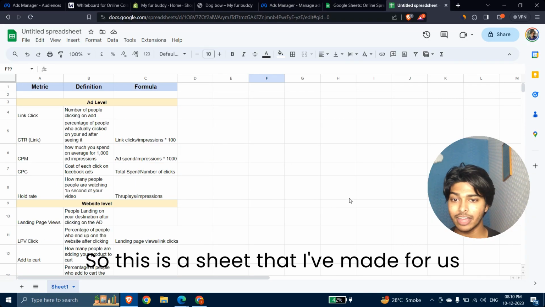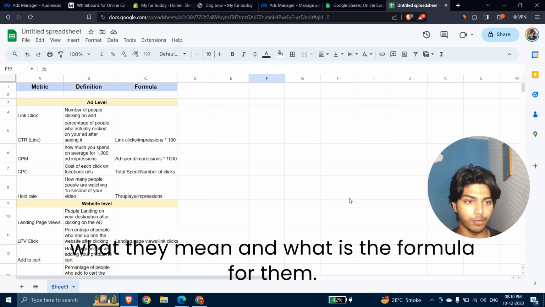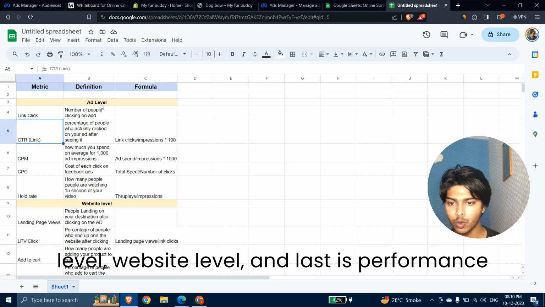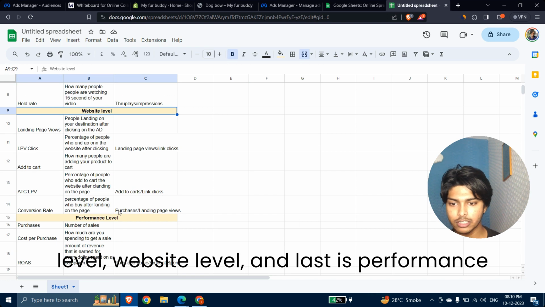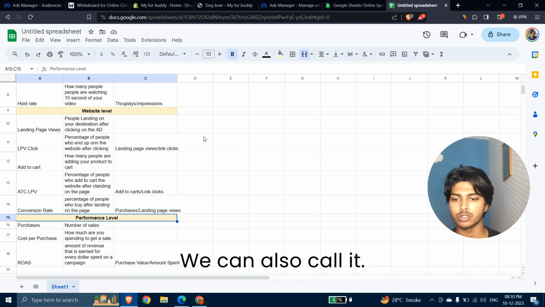So this is a sheet that I've made for us to understand what all metrics we should be tracking, what they mean, and what the formula for them is. I've divided it into three parts: ad level, website level, and last is performance level, which is basically the revenue level, we can also call it.